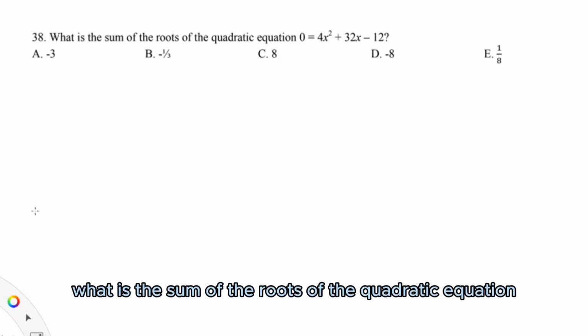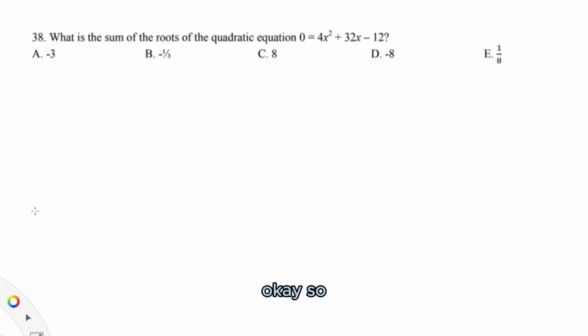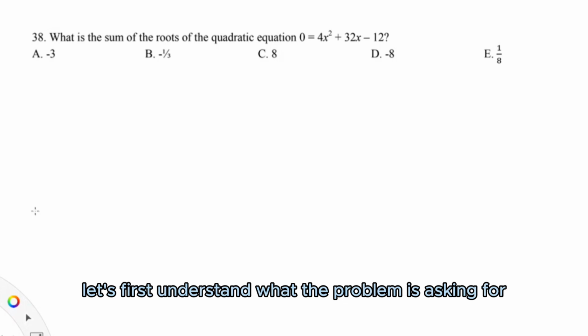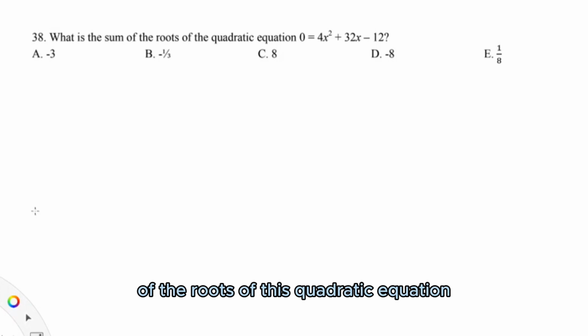First problem. What is the sum of the roots of the quadratic equation 0 equals 4x squared plus 32x minus 12? Okay, so let's first understand what the problem is asking for. It's asking us to find the sum of the roots of this quadratic equation.